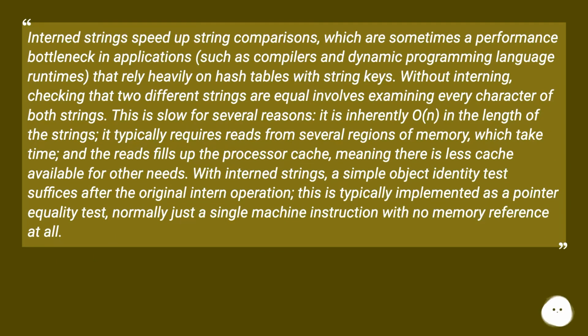Without interning, checking that two different strings are equal involves examining every character of both strings. This is slow for several reasons. It is inherently O(n) in the length of the strings. It typically requires reads from several regions of memory, which take time, and the reads fill up the processor cache, meaning there is less cache available for other needs.